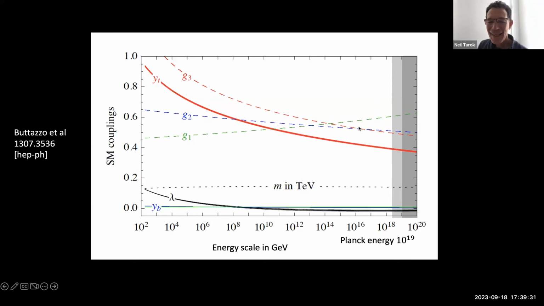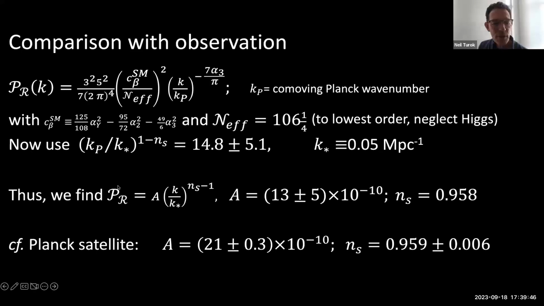I'm about to finish. So the QCD coupling at the Planck scale is calculated by other people. It's just some number. We use that number. And so here are the results. The upshot is that we calculate both the number A, the amplitude, and the NS, and our results are perfectly compatible with the Planck satellite. And so that really is a huge surprise.